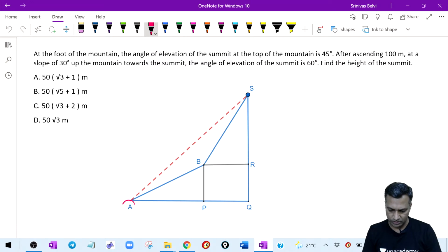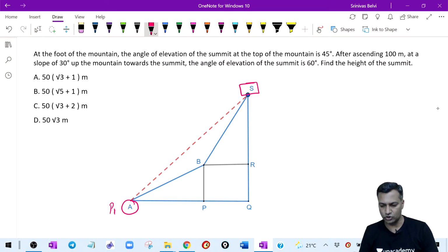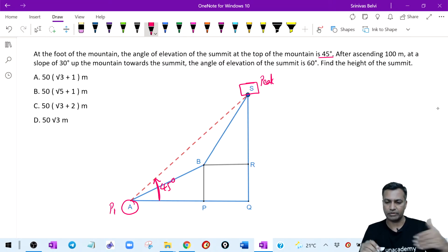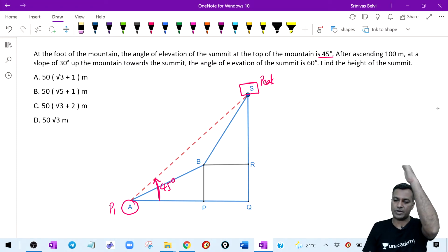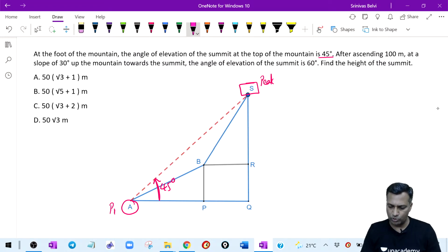The person was here. This is the first position of the person. He observed the peak, the highest point on the top. This is the peak. That's what he observed. He understood that the angle of elevation is 45 degrees. However, it may not be a straight line like this. It may not be a straight line, but then he can measure the angle to be this. But the mountain could be something like this, right? As you go to the mountain, it may get steep up like this, something like that.